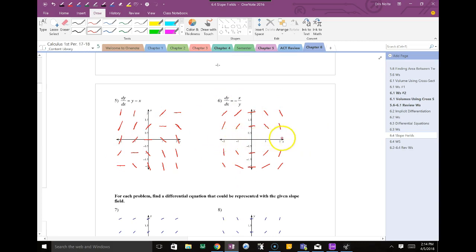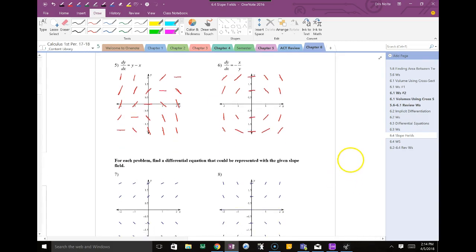Notice that anytime you're on the x-axis, so when your y value is 0, well, you can't divide by 0, so it's an undefined slope, which could imply a potential vertical asymptote, or a vertical slope. Or it could be a function that's undefined and stops at that point.